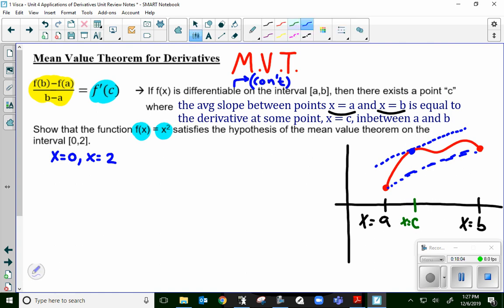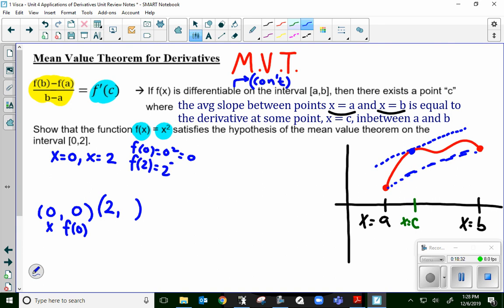Now the point being here is, how do I find the y value when x is 0? Well, I take 0 and I plug it into my function, right? So f of 0 is 0 squared, which is 0. That's the y value. Or how do I find the y value when x is 2? Well, I plug 2 in. That would be 2 squared, which is 4. There you go. This is f of 2.